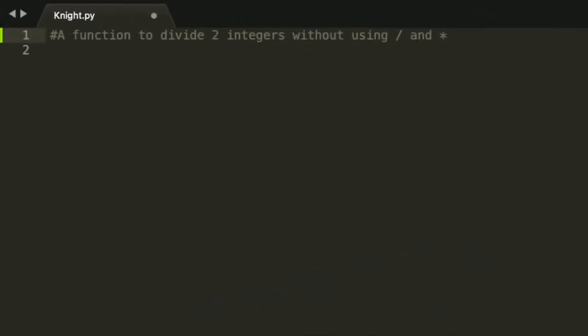Hello, we are Night.py, and today we are going to solve a simple question asked in numerous fresher interviews. Write a function to divide two integers without using the division and the multiplication operator. Now, this question basically wants you to find the quotient in a division without using the division operator or the multiplication operator.